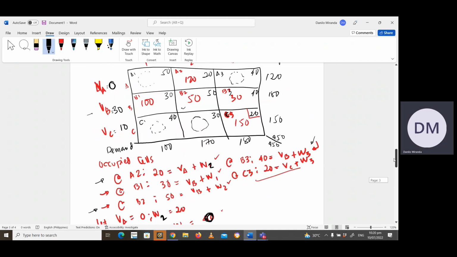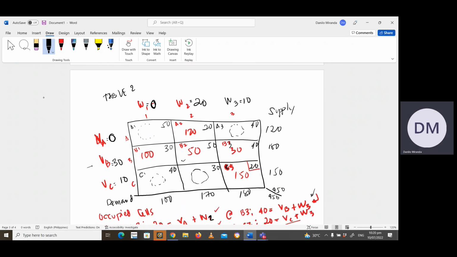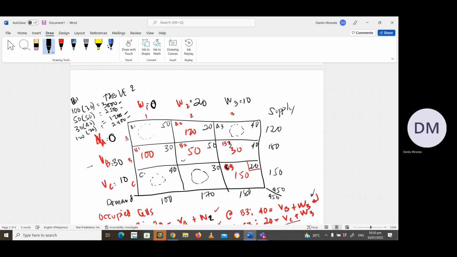So the total minimum cost will be, so we have 100 at 100 na to, no? B1 times 30, 3,000. Then B2, we have 50 times 50, 2,500. Then B3, 30 times 40, so we have 1,200. And then we have A2, 120 times 20, we have 2,400. Then finally, we have C3, 150 times 20. So, meron kang 3,000.